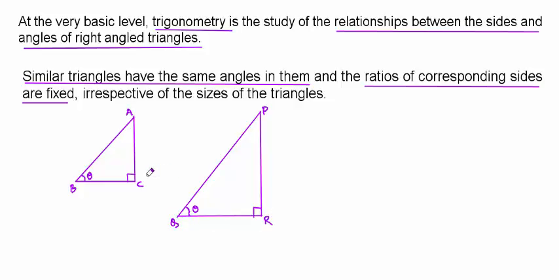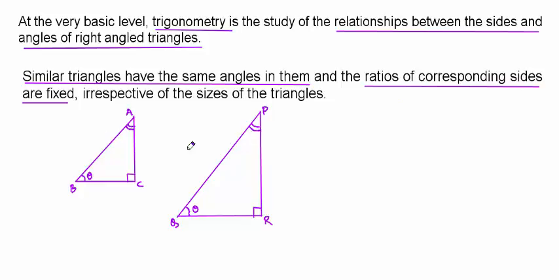Because the two angles on the smaller triangle are each equal to the two angles on the larger triangle, and given that the sum of all the angles in any triangle is equal to 180 degrees, it goes without saying that angle A has to be equal to angle P. We say the two triangles are similar and the corresponding sides bear the same ratio.